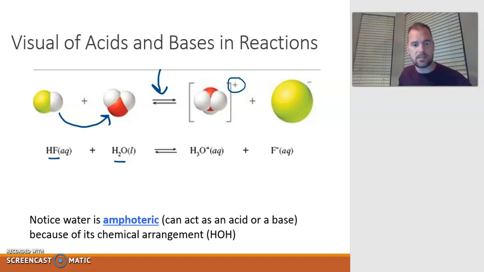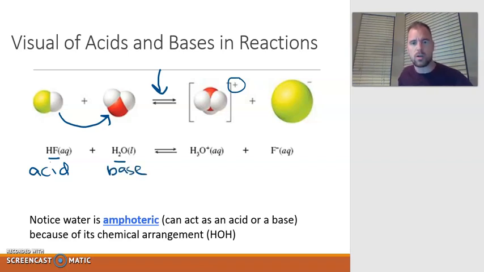If it loses a positive hydrogen, that's why you're left over with fluorine being negative. And so HF is acting as the acid, which hopefully was a little bit clear to see because it begins with hydrogen. So that's the acid. And in this example, water is acting as a base.